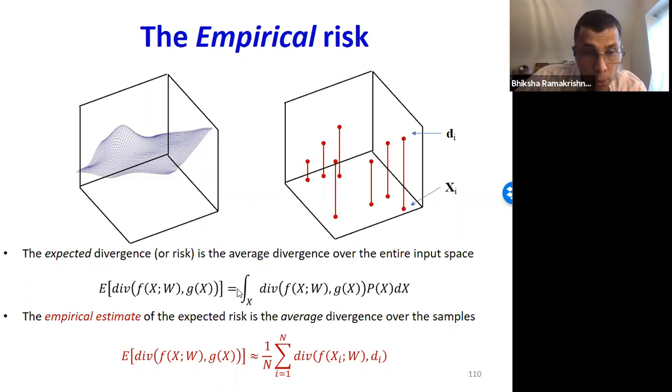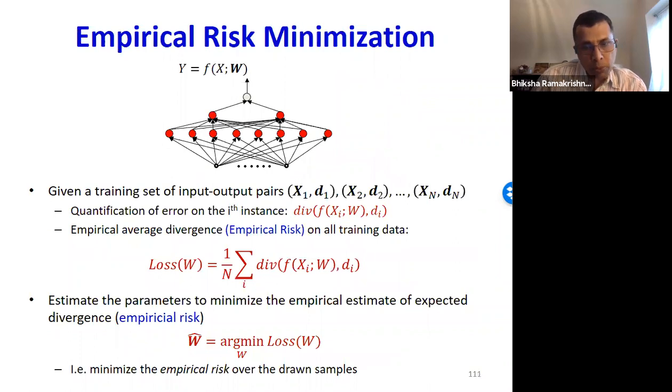And so we hope, and this is a hope, that if you minimize the empirical risk, you will also minimize the true risk. That is why we perform empirical risk minimization, where we draw a bunch of training points, compute the average divergence of all of these training points, and estimate the weights to minimize this average divergence.